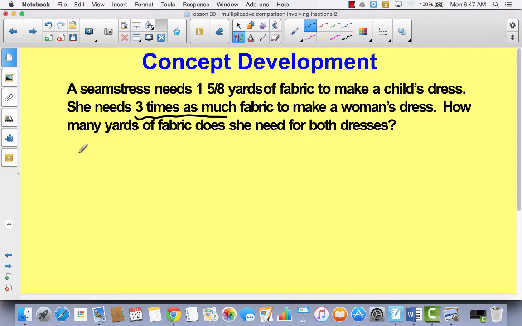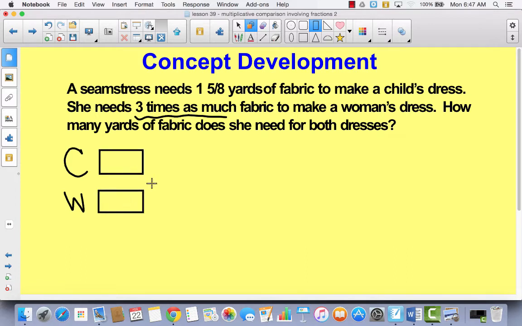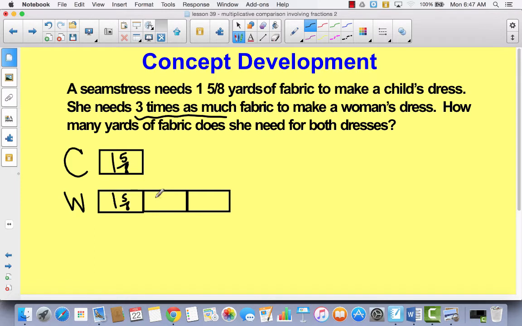All right, so we're going to compare a child's dress to a woman's dress. So I've got C here and W here. So for a child's dress, she's going to need 1 5/8 yards. So I'm going to go ahead and put this here, 1 5/8. And then for the woman's dress, she's going to need 3 times as much. So I'm going to go ahead and make 3 tape diagrams here. Okay, so these are supposed to be the same size. They're close enough. All right, so this is going to be 1 5/8. And then for the woman's dress, I've got 1 5/8 3 times.